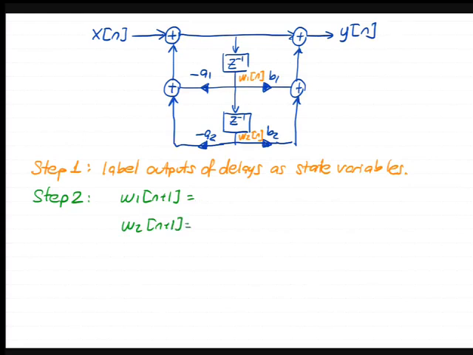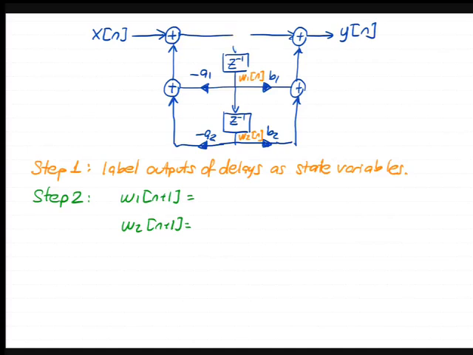So how do I find out what those are? Do you have any suggestions looking at the block diagram? How can I get an expression for W1 of n plus 1 and W2 of n plus 1? Where is W1 of n plus 1 in the block diagram? Well, if I labeled the output as W1, W1 of n plus 1 is the input to the delay. Right? That's all there is to know.